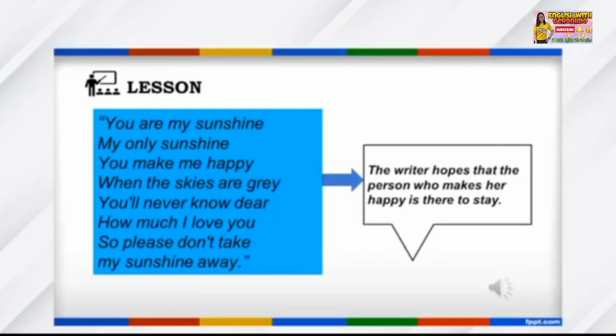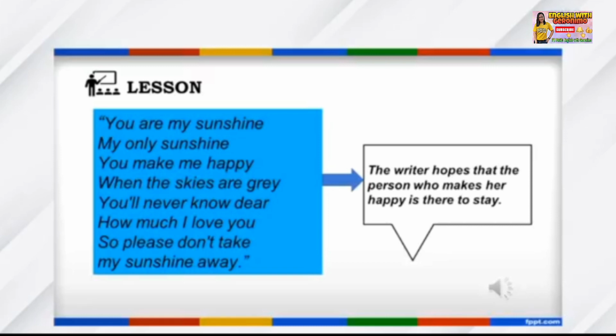You are my sunshine, my only sunshine. You make me happy when the skies are gray. You'll never know, dear, how much I love you. So please don't take my sunshine away.